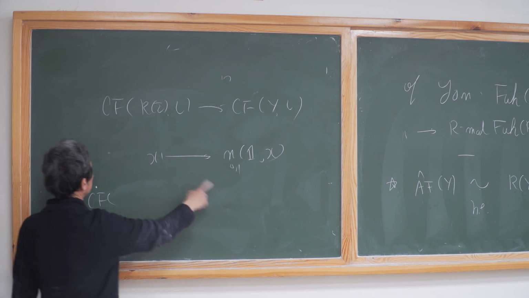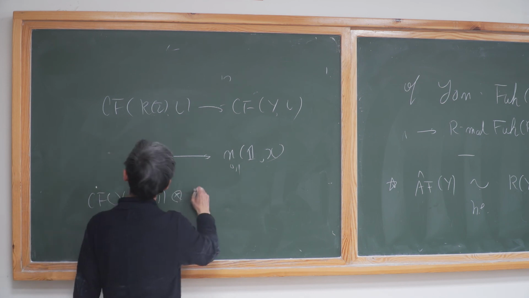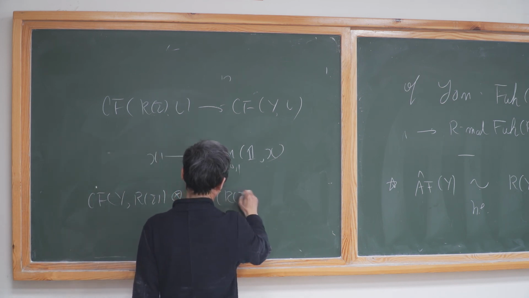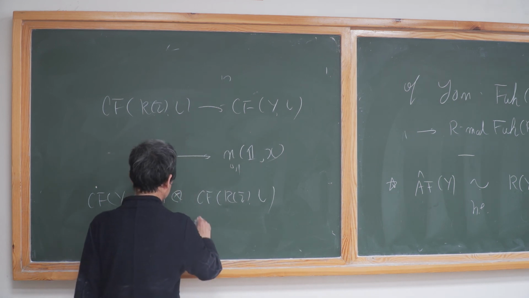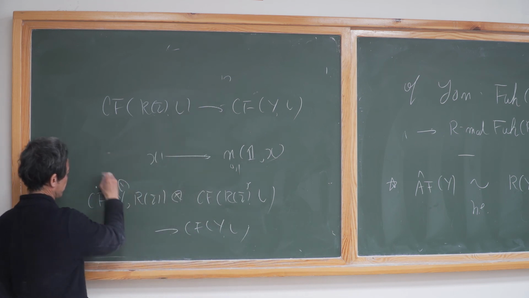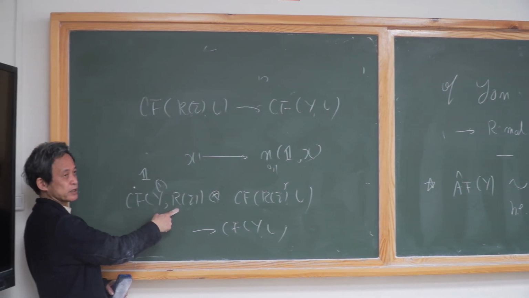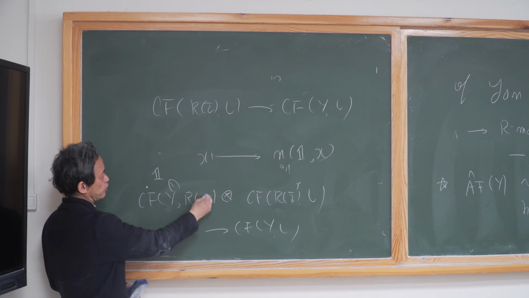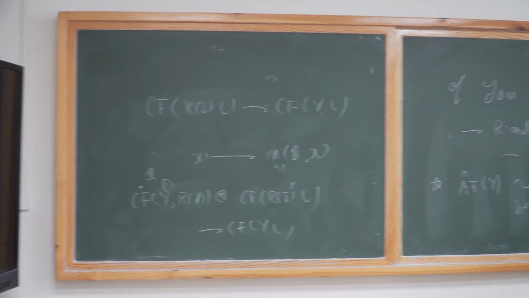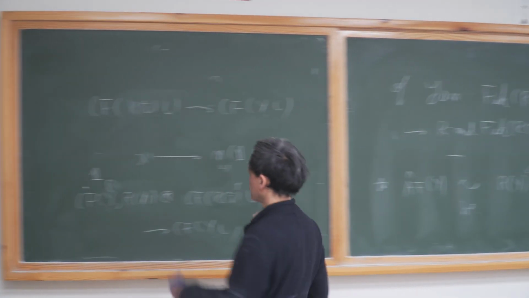We have the CF of Y, R sigma, and the CF of R sigma, L, CF of Y, L, and here is x, and then there is a 1 here. What is 1 here? This is something like a degenerate case. For Y, R sigma, the generator is just an element of R sigma. R of Y, I'm sorry. This is R of Y. Yeah, sorry, this is R of Y.